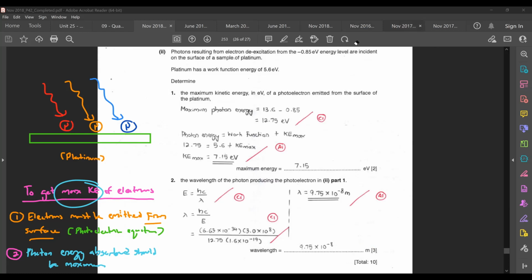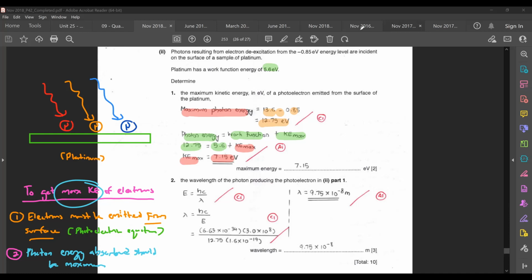So if you now look at the workings from there, you will take the one with the largest photon energy. You take the difference between the electron energy levels, 13.6 and 0.85, and you will get 12.75 eV. Then you plug it inside your photoelectric equation, where photon energy is equal to work function plus KE max. So photon energy is 12.75 eV, work function is 5.6 eV. Your KE max is therefore 7.15 eV.